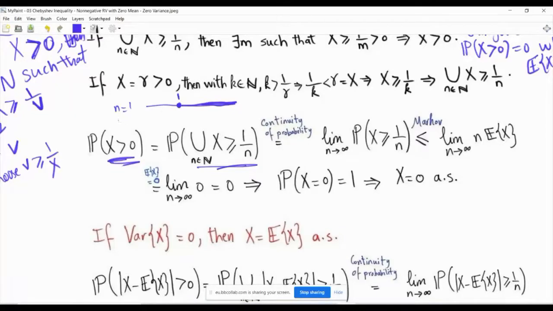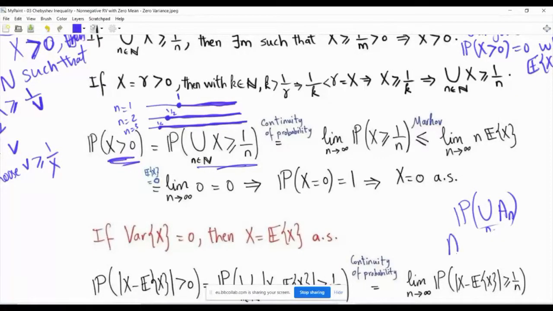X greater than or equal to 1. If n is 2, we are talking about x greater than or equal to 1/2, right? And if n is 3, then we are talking about x being greater than or equal to 1/3, and so on, right? So basically we have here events A_n, and what do these events look like?